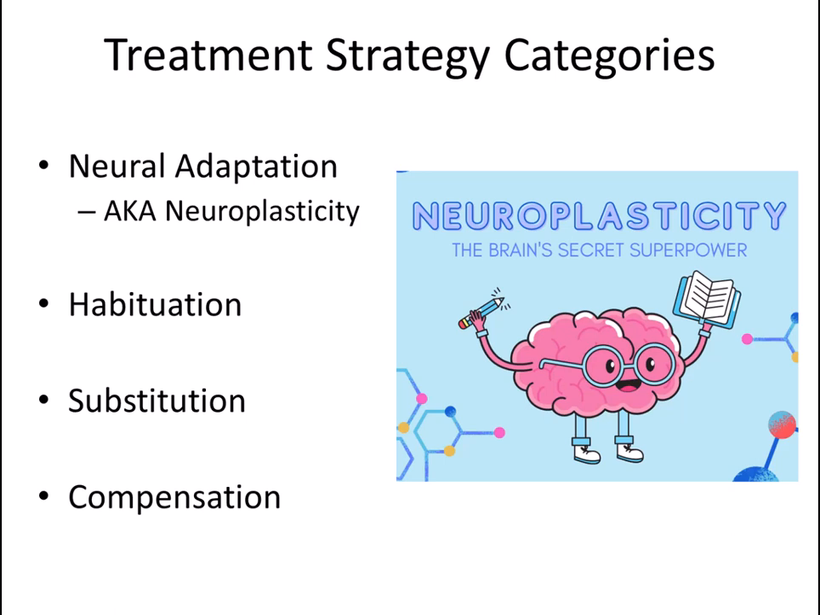Working with patients with neurological injury, there are 4 different treatment strategy categories. Those are neuroadaptation, habituation, substitution, and compensation.